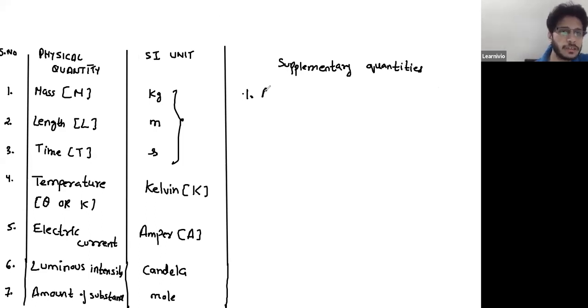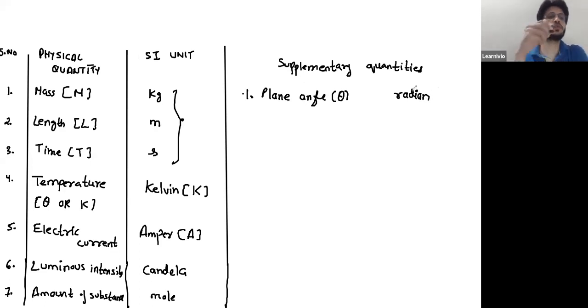The first one is angle. We call this plane angle. We represent plane angle by theta and its SI unit is radian. The angle that you have studied up to class 10, the angle of 30 degree, 40 degree, is a supplementary quantity that we represent by theta and measure in radian. Degree is not the SI unit. The SI unit of angle is radian.